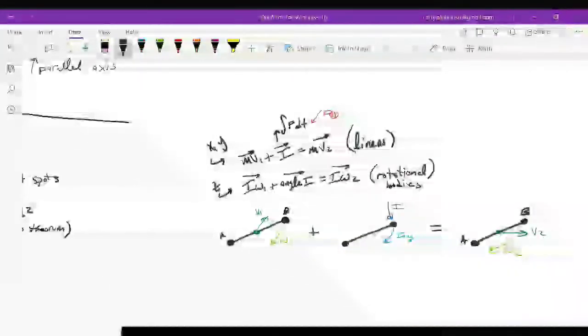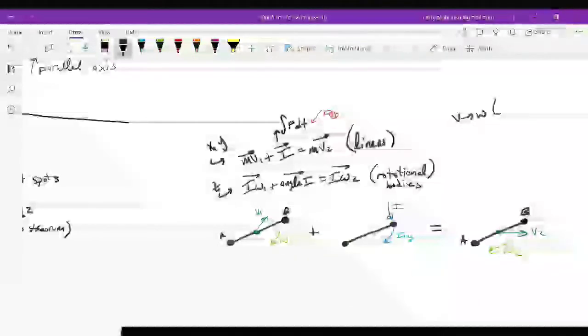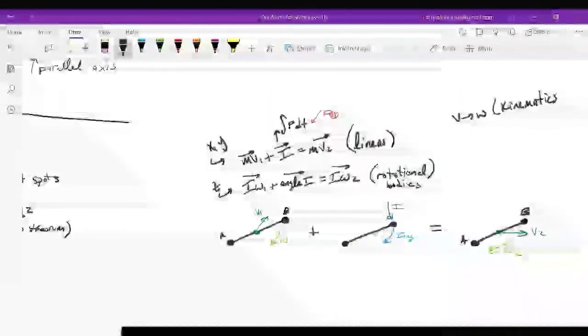Now, obviously, to correlate W and V, you got to use kinematics. So I say V converts to W with kinematics. And so that's going to be doing the instant-centered method and figuring out how the velocities correlate based on motion. Make some sense?